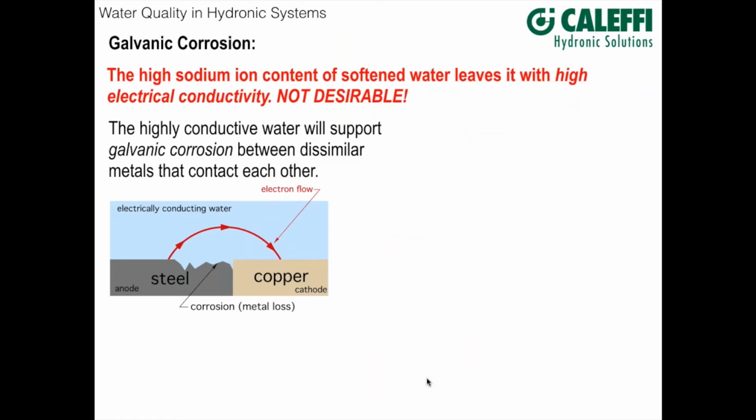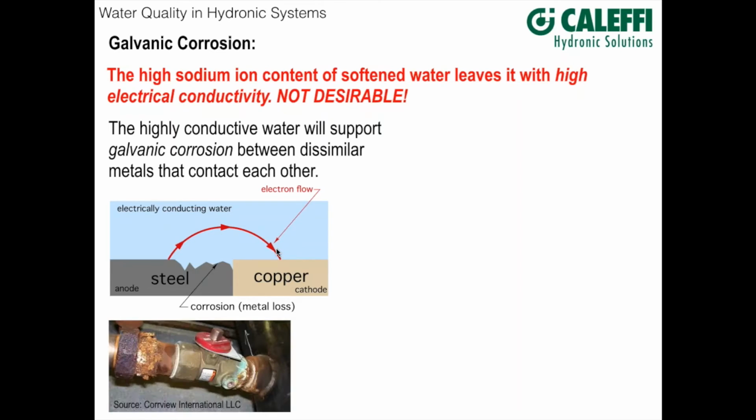But when these two materials are physically in contact with each other, and that would be represented by this junction right here, and we have an electrically conducting water. That's important. If there's no electrical conductivity in the water, you won't get galvanic corrosion. But with the high sodium content that softened water would have, we're actually having an electrical current that is flowing in a loop here. And when we lose electrons, you can see the electron flow here is from the steel to the copper. That loss of electrons is what we call oxidation or rust. So over time, the less noble metal, in this case the steel, gets pitted, and ultimately it corrodes, and it could corrode to the point of failure.